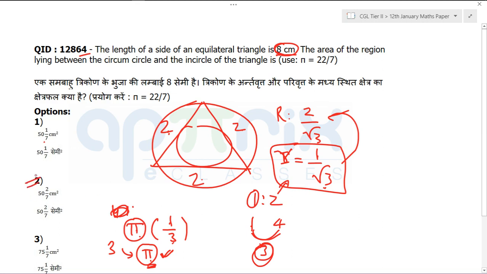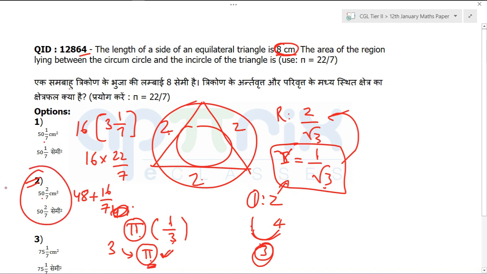If you want to verify, because the first and second ones are very close, you just do one thing. 16 times pi, which is 22 by 7. You just calculate this. You can clearly see this is 16. And if you look at this number, this will be 3, 1 by 7. You multiply this, you are going to get 48 plus 16 by 7. 16 by 7 will be 2 plus 2 by 7. That's why it will be 52 by 7.